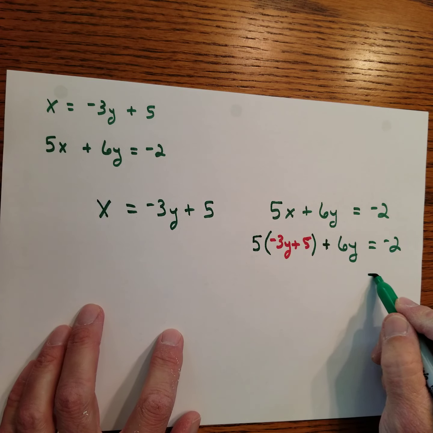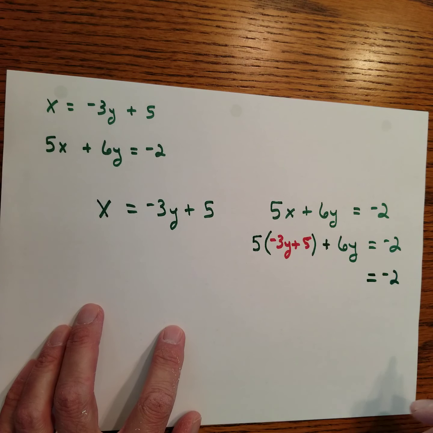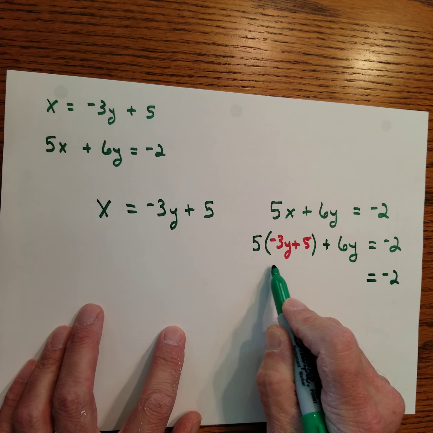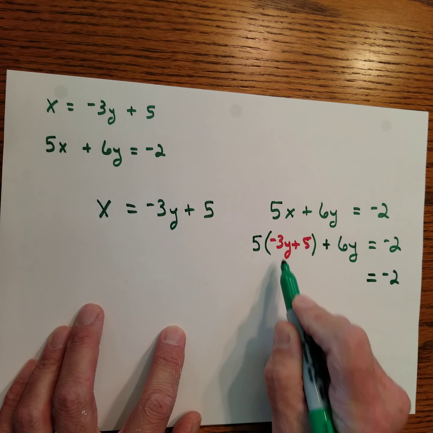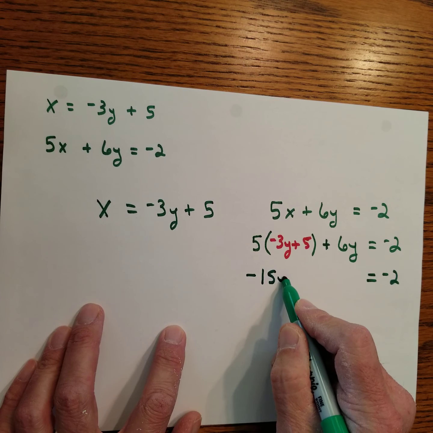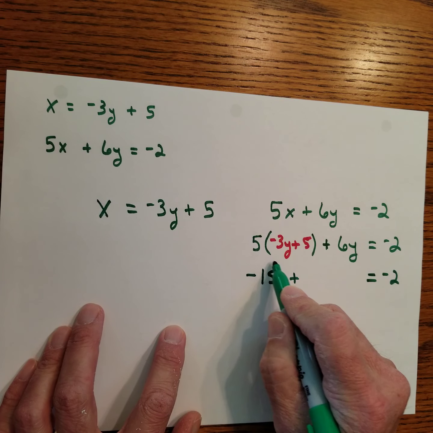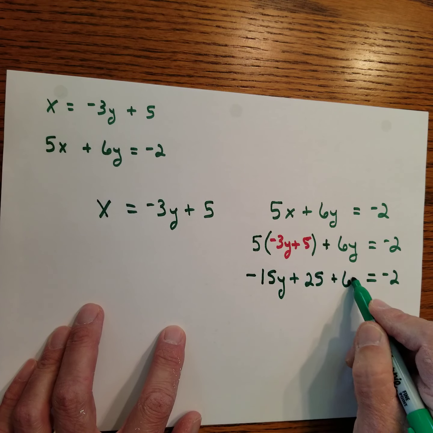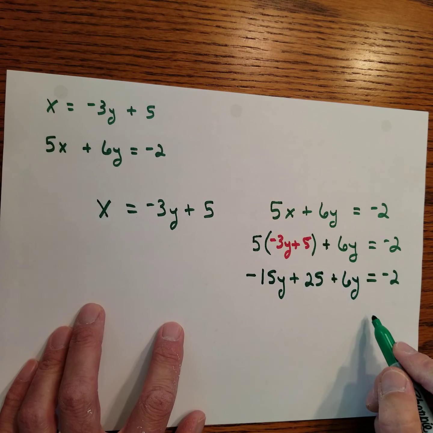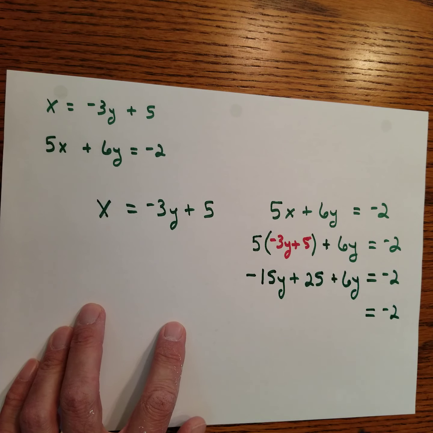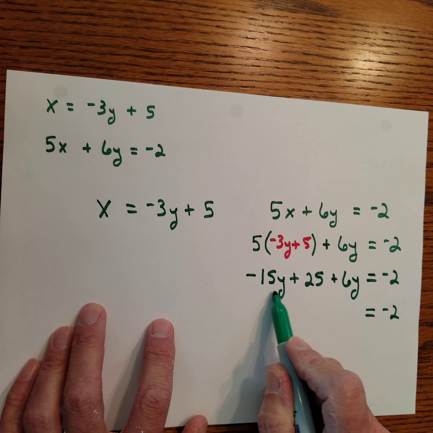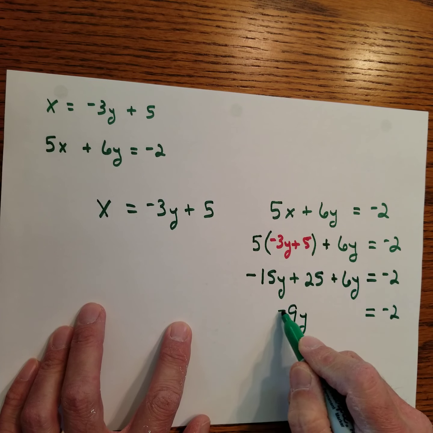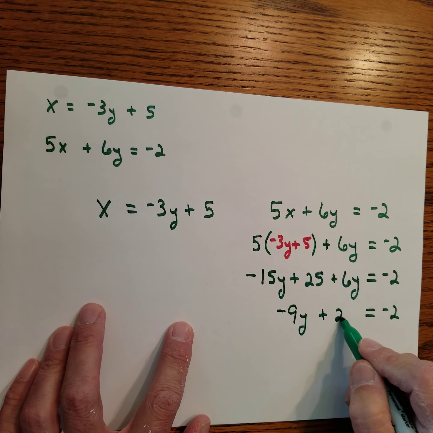All right, let's clean up. We'll keep the negative 2 here. I'll take this 5 and distribute. 5 times negative 3y, 5 times 5. 5 times negative 3y is negative 15y. 5 times 5 is 25, and I'll copy the 6y. Now combine like terms. Negative 15y and positive 6y is negative 9y. I'll copy the plus 25.